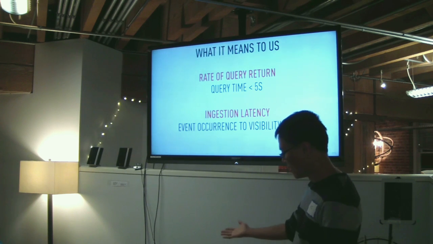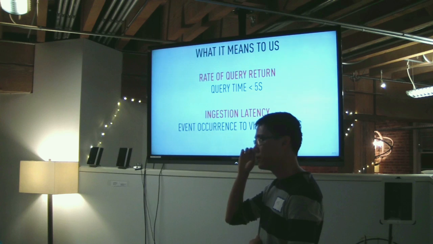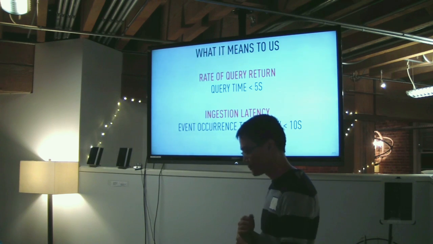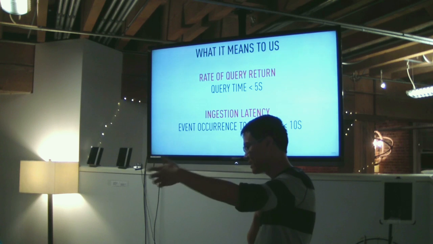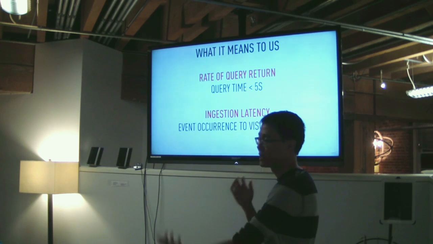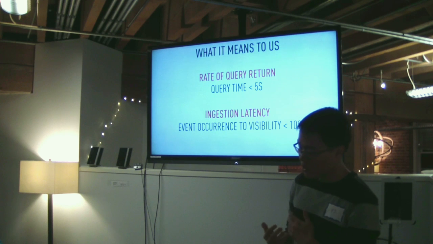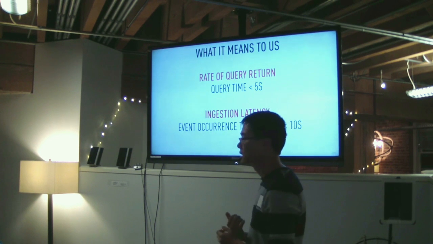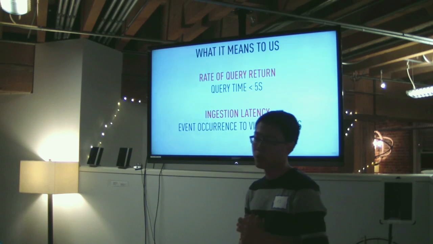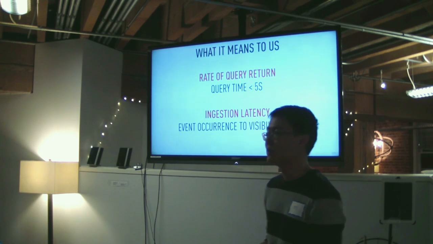The other side of real time is really about how fast a system can ingest data. So if some event occurs, how fast can your system ingest that event and make it explorable? And in the Druid world, we try and make event ingestion happen in something less than 10 seconds. In most real-world scenarios, we actually do event ingestion on the order of hundreds of milliseconds.